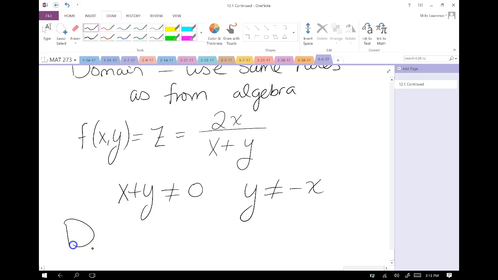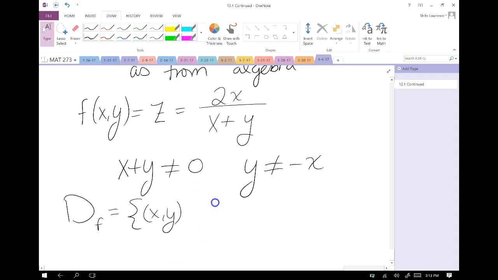So the domain for f is the set of all values x, y. This is set builder notation. It's the set of all values x, y such that y cannot be negative x.